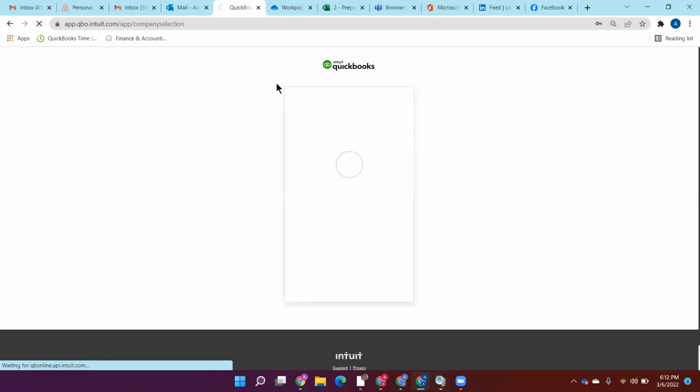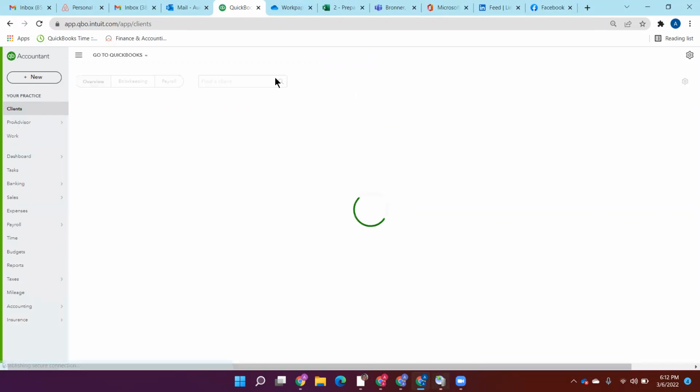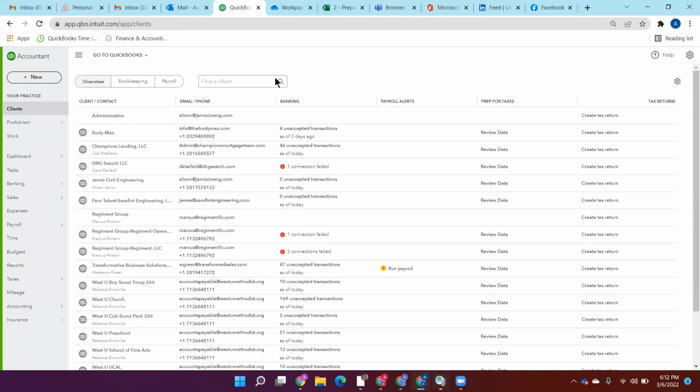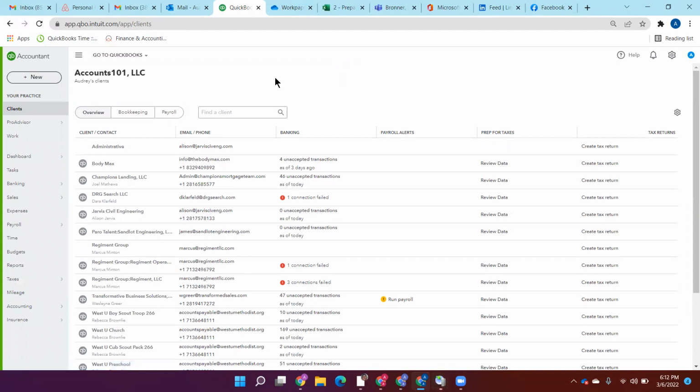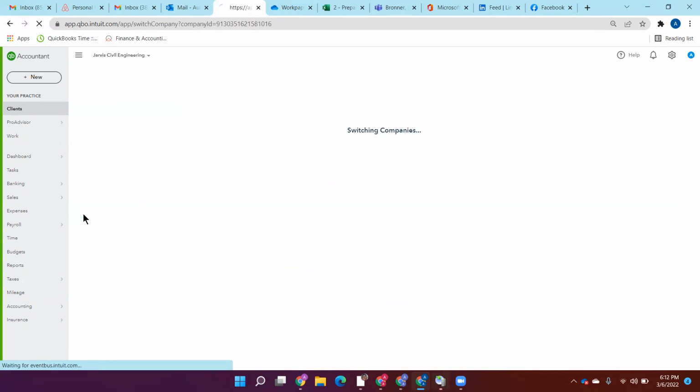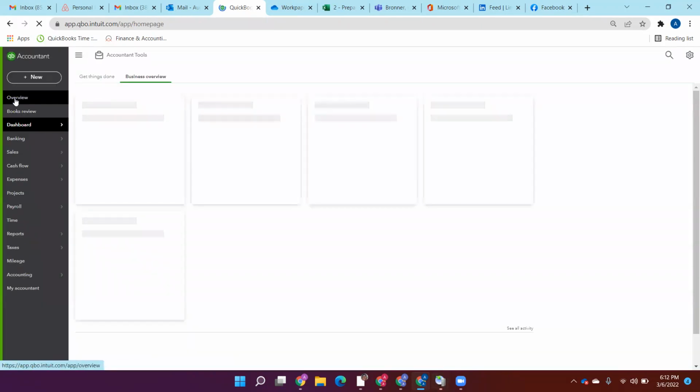So for the one email, it just logs me into QuickBooks Time, and the other, she sent me an invite, so I have to log into my own. I have to write all this out. Okay. So Jarvis Civil Engineering was the other one. And so she said her process is to go through the book review that QuickBooks has available.